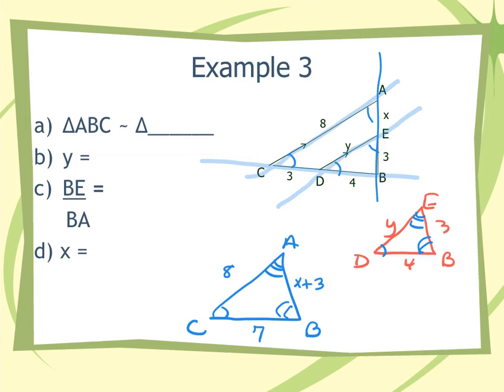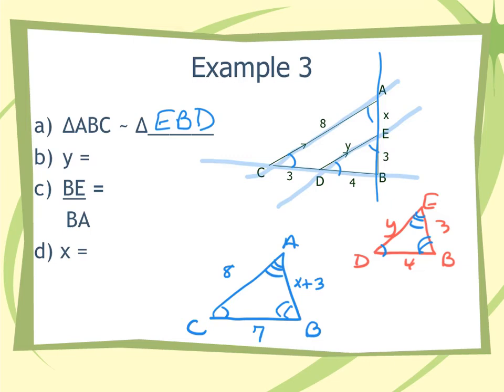So you can see that angle A matches with angle E, B is B, and then C matches with D. And that's your similarity statement. The order of the letters is important.